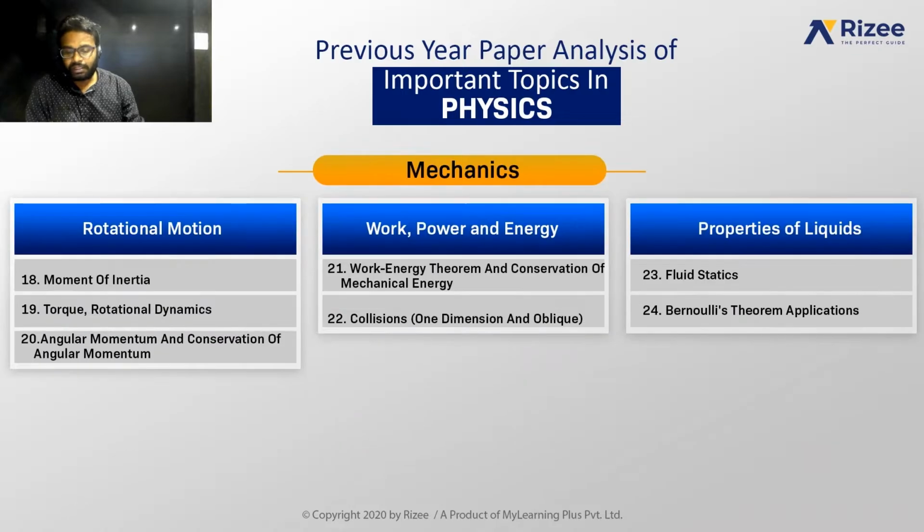The next chapter group, mechanics, is important for any JEE Mains aspirant to prioritize, and the important chapters in this are rotational motion, work, power and energy, and properties of liquids. There are 3 important topics from rotational motion, 2 from work, power and energy, and 2 important topics from properties of liquids. So a total of 7 questions from this chapter group were given.